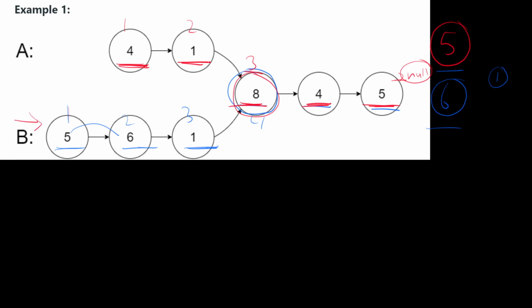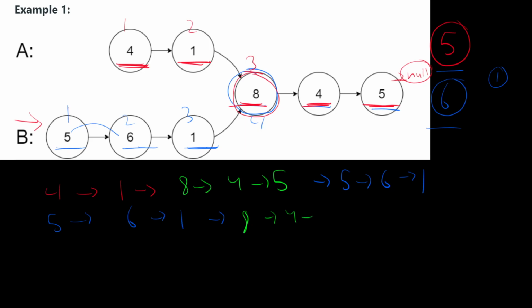Then if that's the case, what we'd have is this linked list that looks like this: 4, 1, and then I'll set this green equal to their intersection, 8, 4, 5, and then we would have 5, 6, 1. And we could do the same exact thing starting with B. We would start at 5, 6, 1, and then we would hit 8, 4, 5, and after that we would hit 4, 1.